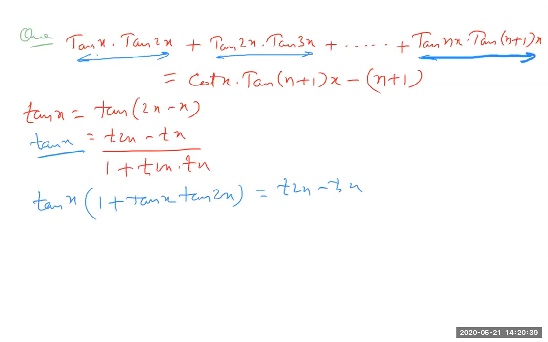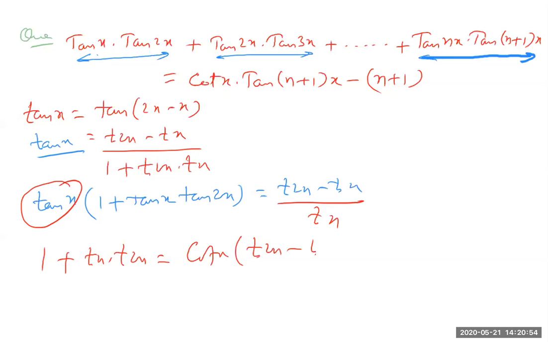So from here, this tan x, I will send here as tan x upon tan x. So I can write 1 plus tan x into tan 2x is equal to, this is divide, so you will get cot x into (tan 2x minus tan x). So tan x upon tan 2x is equal to cot x (tan 2x minus tan x) minus 1. Note down this step so that I can clean it and write more here. If any doubt is there in this step, you can ask me.